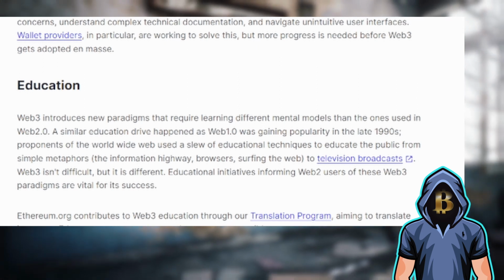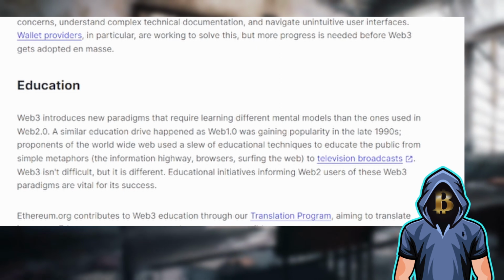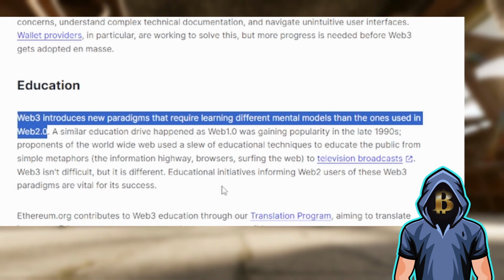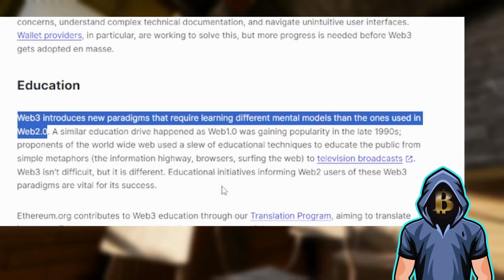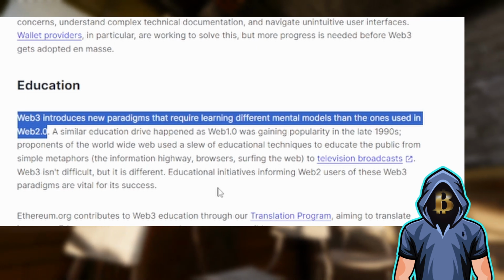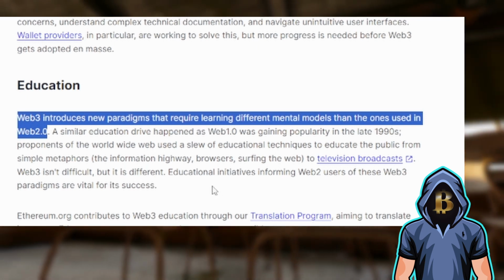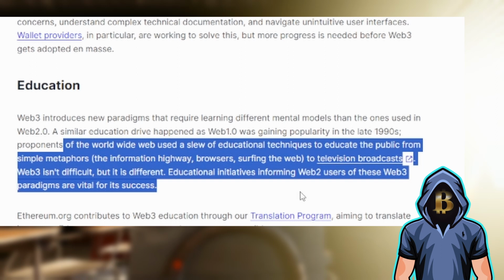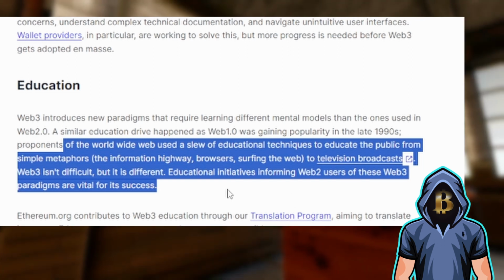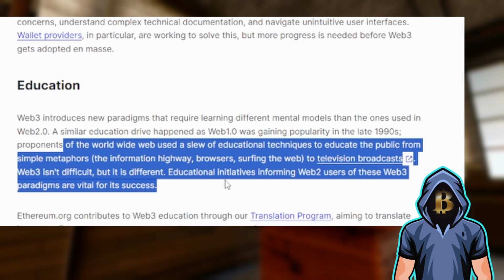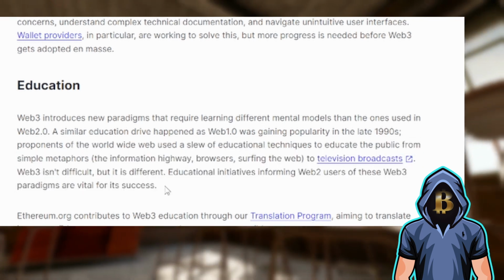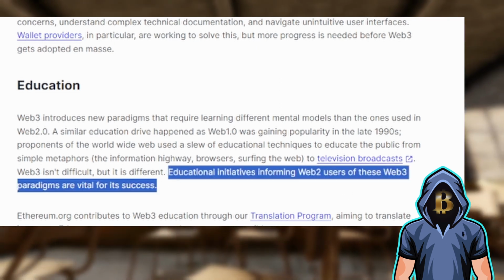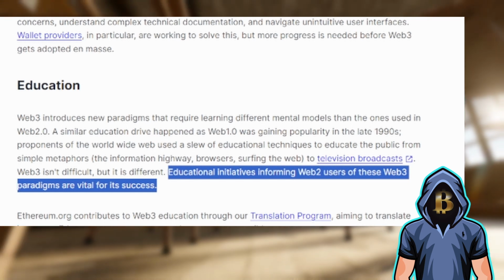The biggest thing I would argue here is education. Web 3 introduces new paradigms that require learning different mental models than the ones used in Web 2.0. A similar education drive happened as Web 1.0 gained popularity in the 90s. Proponents of the World Wide Web used a slew of educational techniques to educate the public, from simple metaphors like the information highway, browsers, surfing the web, to television broadcasts. Web 3 isn't difficult, but it's different, and education initiatives informing Web 2 users of Web 3 paradigms are vital for its success.